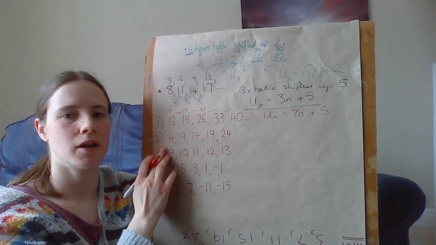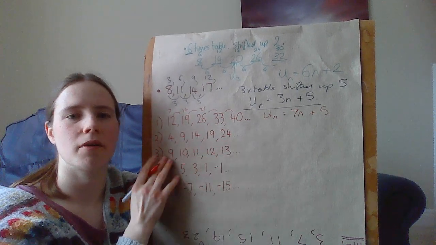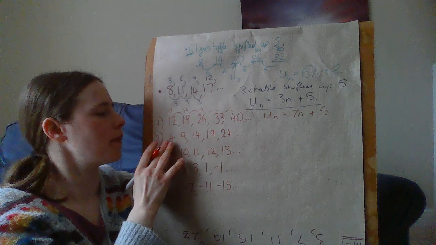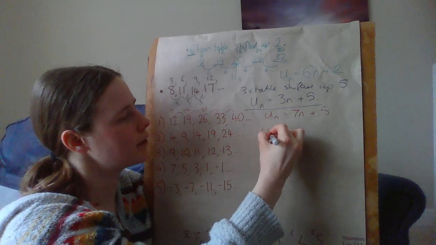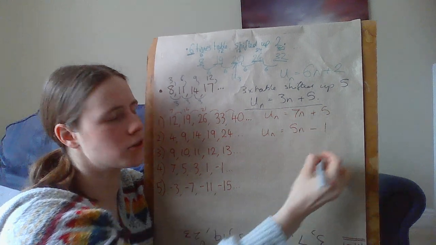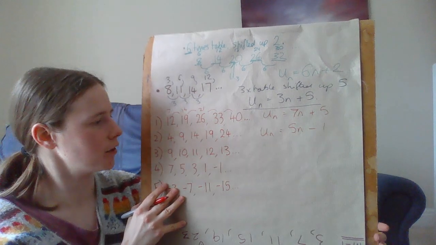For question number 2, the common difference is 5, so we know it's related to the 5 times table, and this is the 5 times table shifted down 1. So u_n equals 5n minus 1. Well done if you got those two, that's really good.